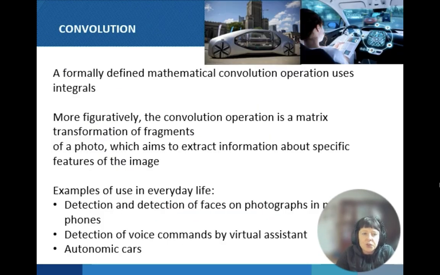Convolution is a formally defined mathematical operation using integrals, and the convolution operation is a matrix transformation of fragments of a photo, which aims to extract information about specific features of the image. And examples of use in everyday life are detection of faces on photographs and mobile phones, detection of voice commands by virtual assistants, and it's also autonomous cars.